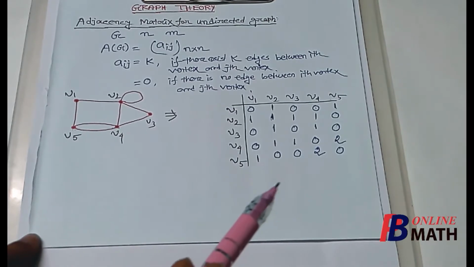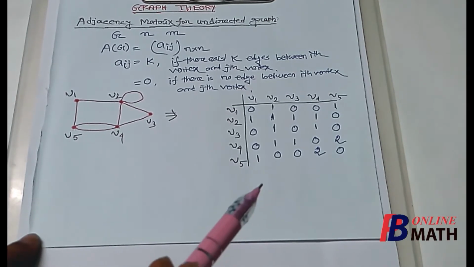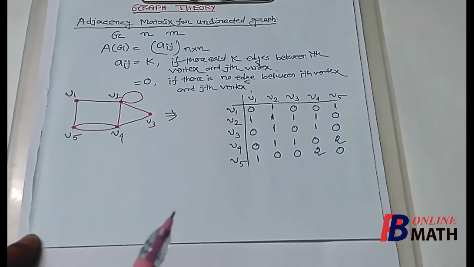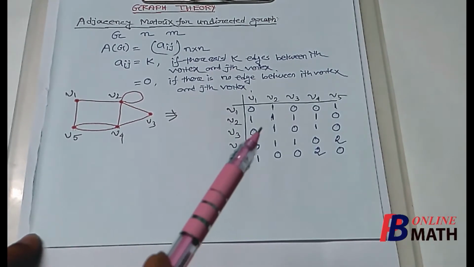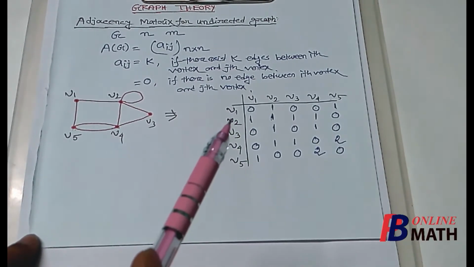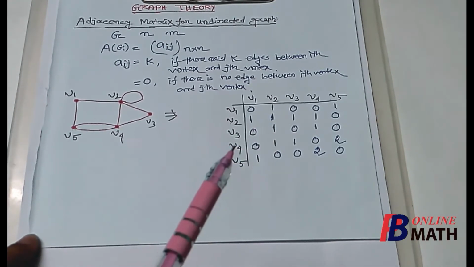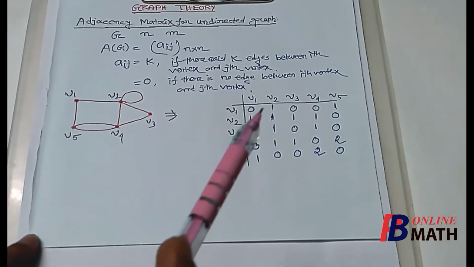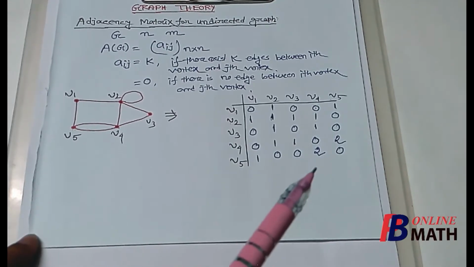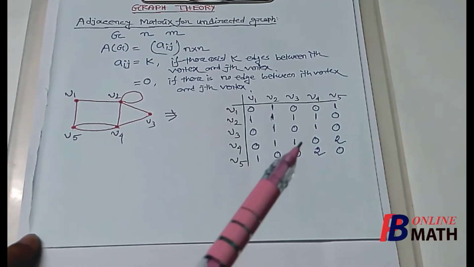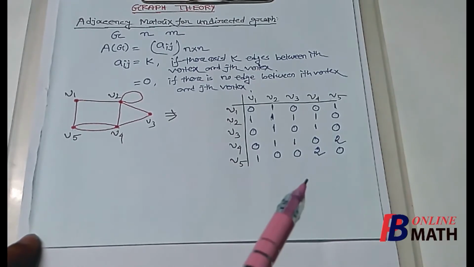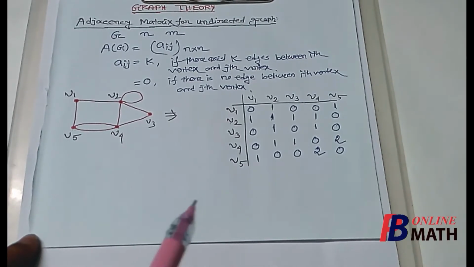Now if we look carefully, we shall find that this is a symmetric matrix, because if there is an edge between V2 and V3, then there must be an edge between V3 and V2. So this adjacency matrix is always a symmetric matrix. It is a square matrix and always it is a symmetric matrix.